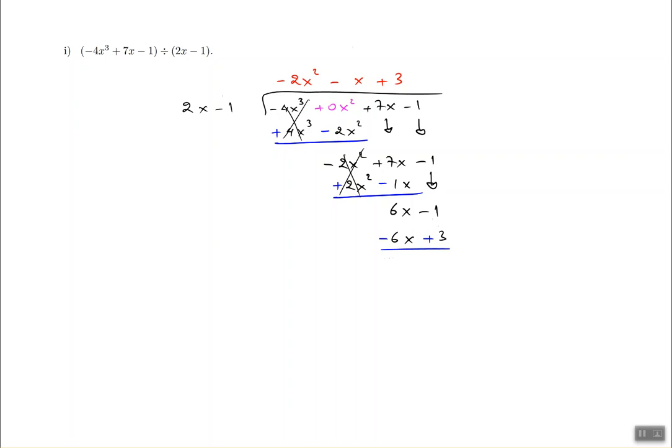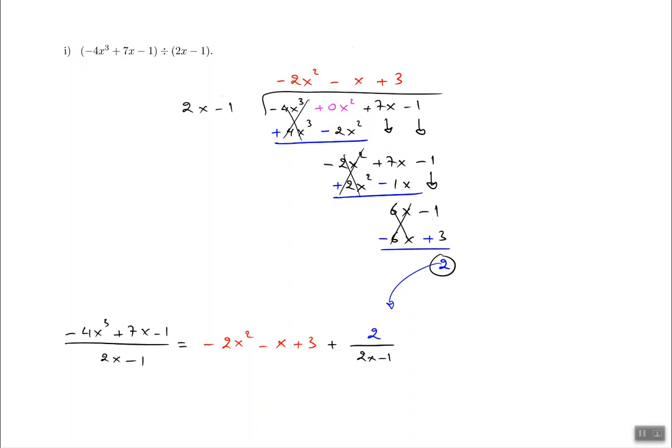And so here we go, add up like terms, and we end up with the 2. So the 2 is the solution, it's the remainder. So that means we're basically finished. So here we go, negative 4x cubed plus 7x minus 1, when it is divided by 2x minus 1, will give the following result: negative 2x squared minus x plus 3, plus a remainder of 2 when being divided by 2x minus 1. So where did that 2 come from? It came from the remainder over here. So it just gets copied over, and that's basically the end.